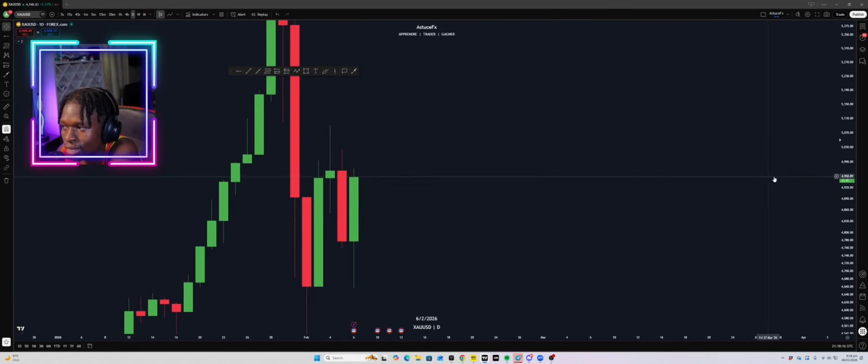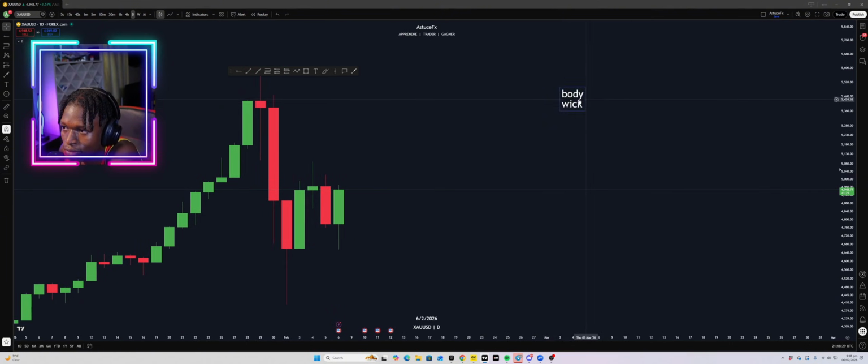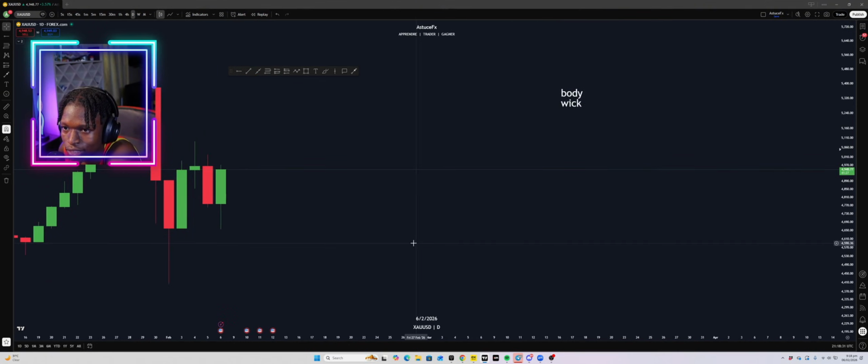So a candlestick has basically two parts. We have what we call the body of the candle, and you have what you call the wick of the candle. So you have the body, and then you have the wick of the candle. These are basically the two parts of the candlestick.